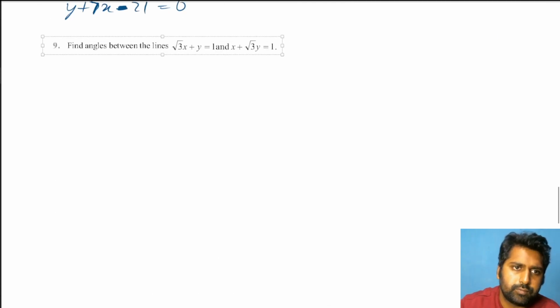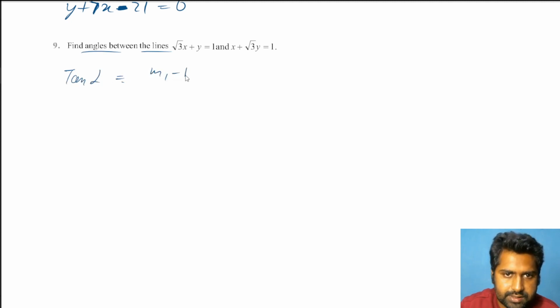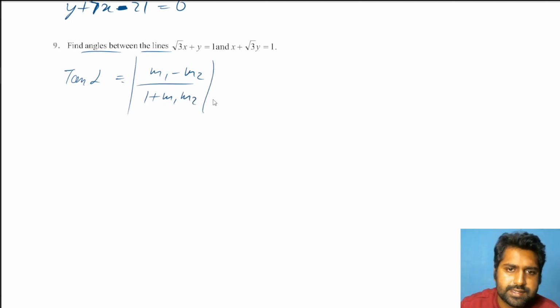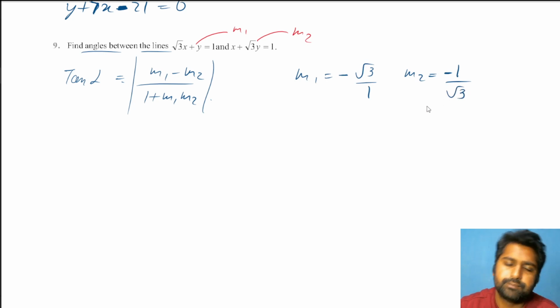Okay. This time he is asking us to find the angle between two lines. There was a formula for the angle between two lines, that was tan alpha equals modulus of m1 minus m2 upon 1 plus m1 m2. Now quickly get m1 for this line and m2 for this line, using the same concept: m1 will be negative of coefficient of x upon coefficient of y, and m2 will be negative of coefficient of x upon coefficient of y.